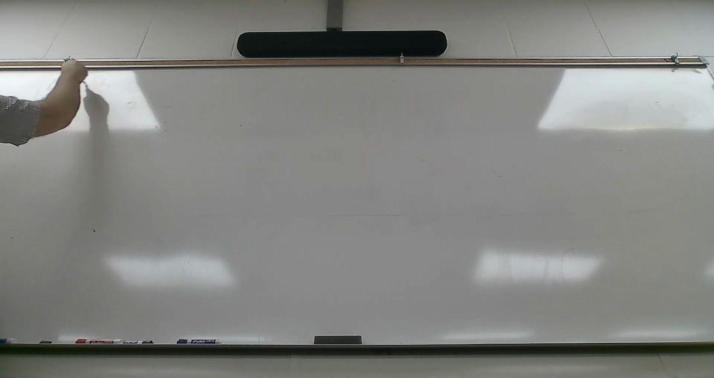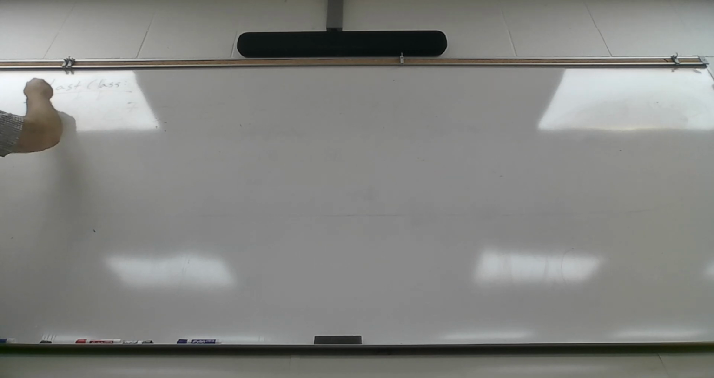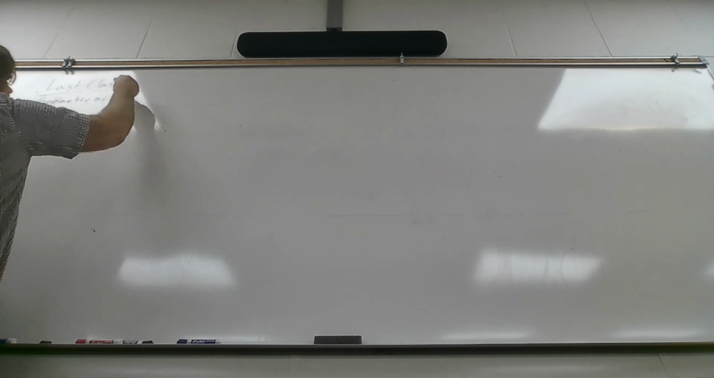Okay, so last class, we just basically talked about vectors and geometry of vectors. So remember, a vector is something that has direction and length. It's a line segment, basically, that points to something and goes along a specific direction.